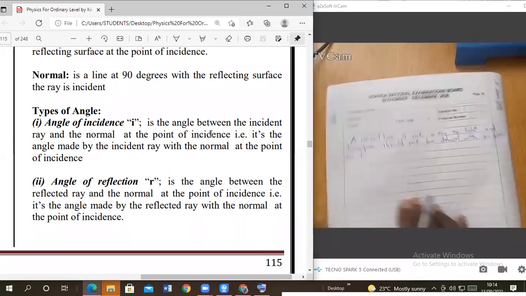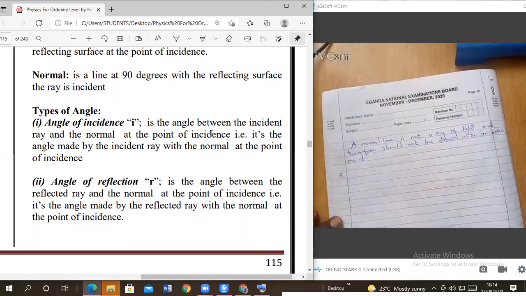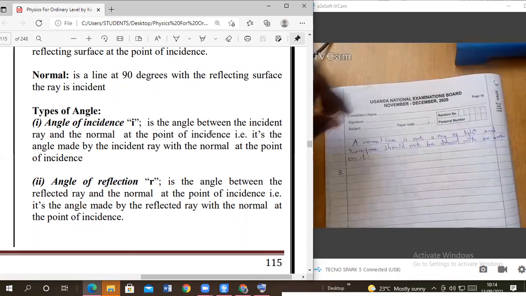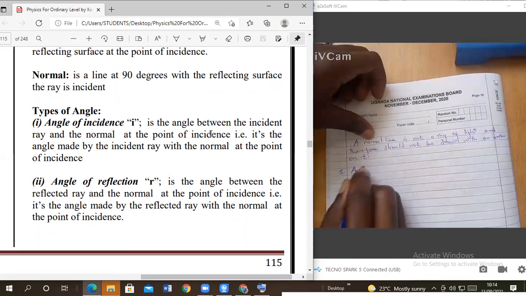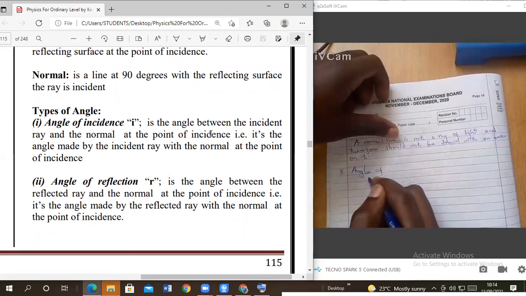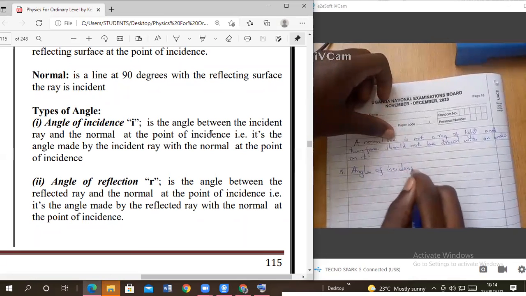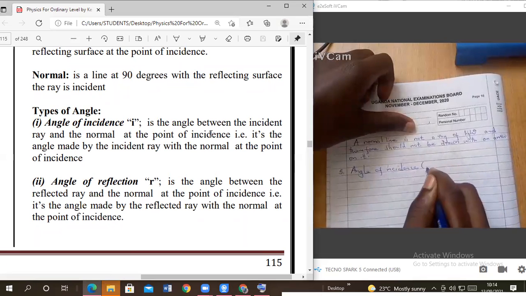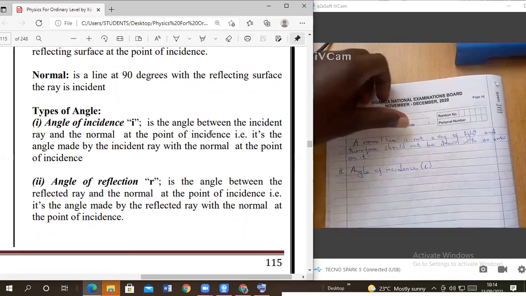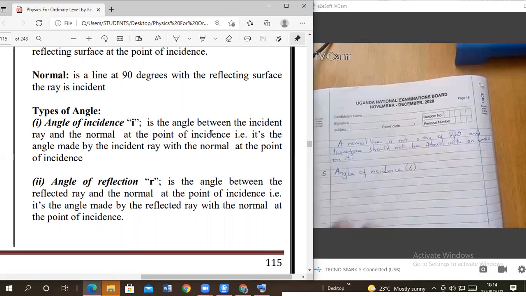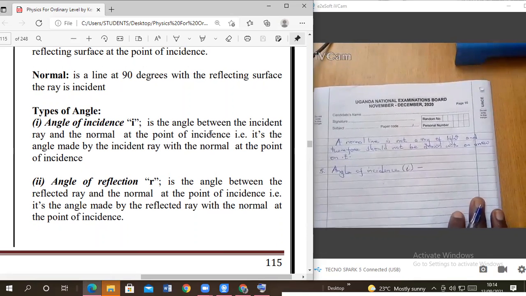Number 5, angle of incidence. From the diagram, we have noted it with the letter I. So who can define the angle of incidence first?